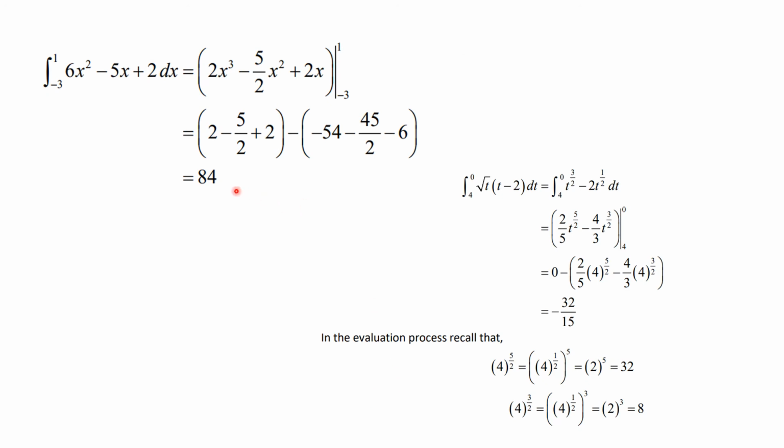The first one, you should have gotten 84. The second one, you had to do algebra before you could do calculus because there is no product rule for integrals. So here you had to distribute this. You get x to the 3/2 minus 2x to the 1/2. Then you use your calculus rules. You get minus 32 over 15. And here was a calculation that happened in the midst of that that you can do without a calculator.